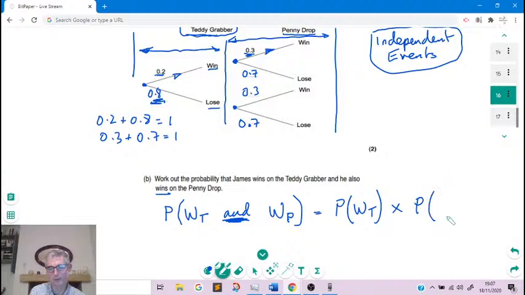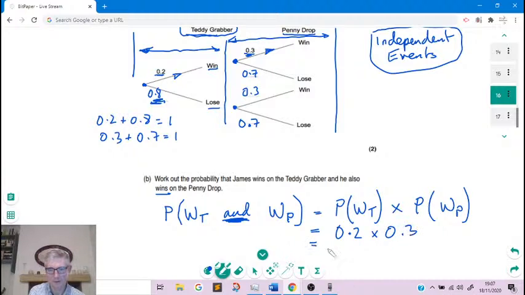It becomes the probability of winning on the penny drop. So we're doing the probability of winning on the teddy grabber multiplied by the probability of winning on the penny drop. And because we've worked that out, we can say the probability of winning on the teddy grabber is 0.2, and we're going to multiply that by the probability of winning on the penny drop, which is 0.3.